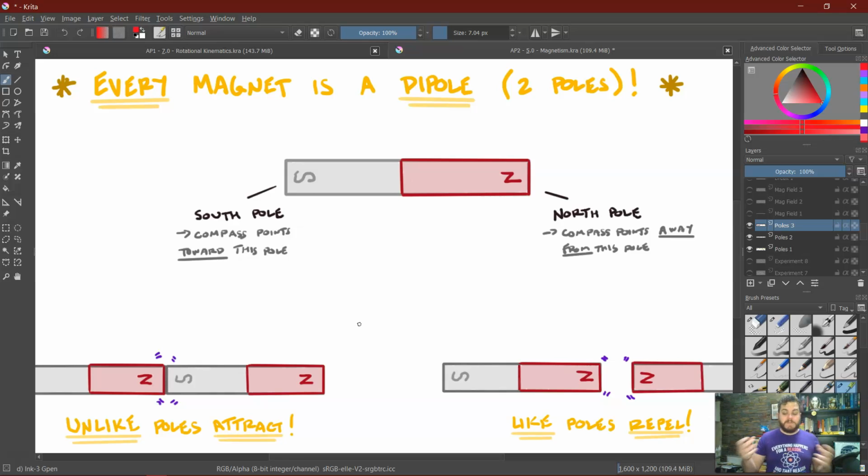And you've experienced this. If you have two magnets, they're either going to repel or they're going to attract, depending on how exactly you arrange them. If we get the unlike poles towards each other, they will attract. And if we get the like poles towards each other, they will, in fact, repel. Exactly like electric charges. Instead of having positive and negative charges, now we have north poles and south poles.